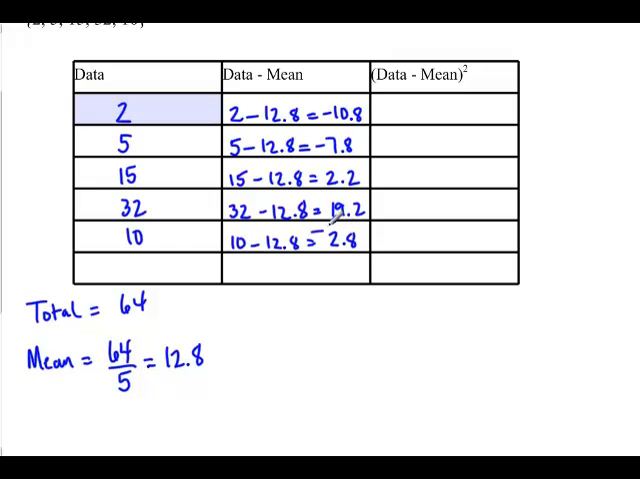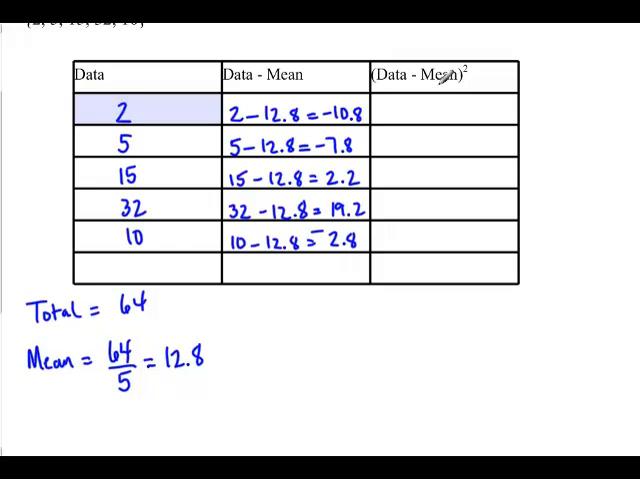is a negative 2.8. Now a good check that you're on the right path here is if you add these answers together, noticing that some are negative and some are positive, they should add up to 0. If they don't, then check your arithmetic. You may be a little bit off.